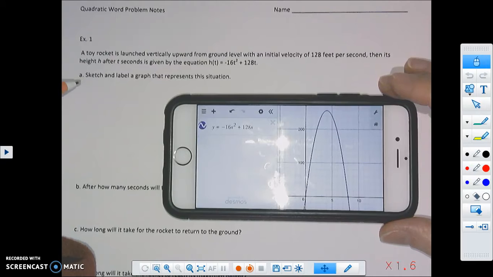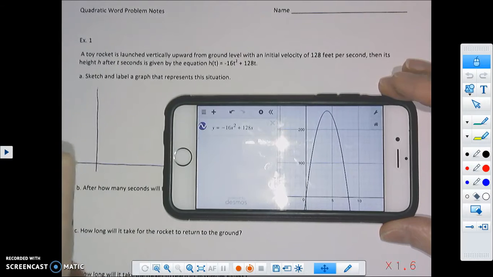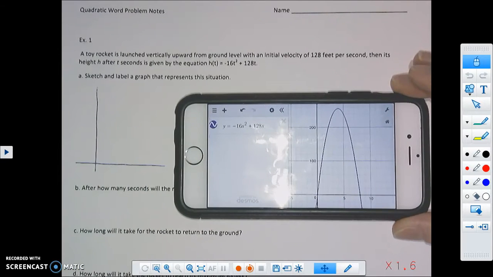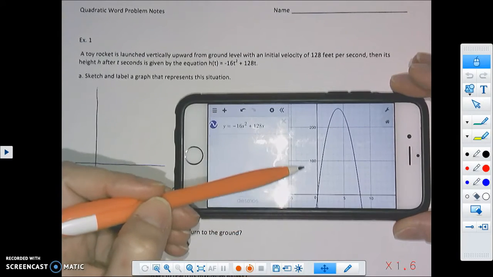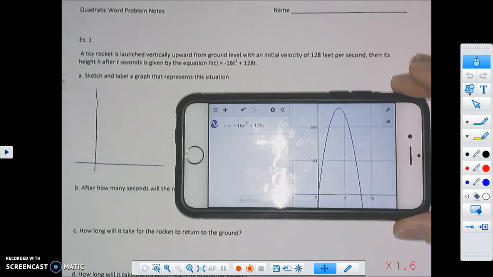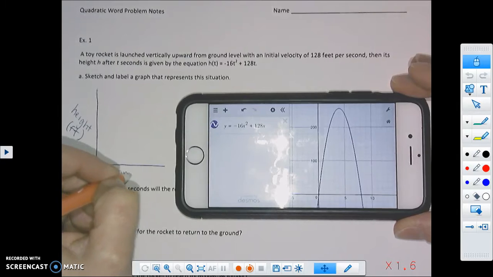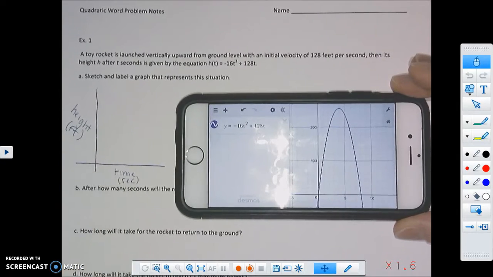Now, the first part here says to sketch and label a graph that represents the situation. So what we need to do is draw ourselves just a graph here. And remember, for this situation, we only need the first quadrant because if we're talking about time, we can't have negative time. And if we're talking about height of something, it's going to be above the ground. So we don't need anything negative here. Now, this axis here is the height, and that is being measured in feet. And this axis here is going to be time measured in seconds.